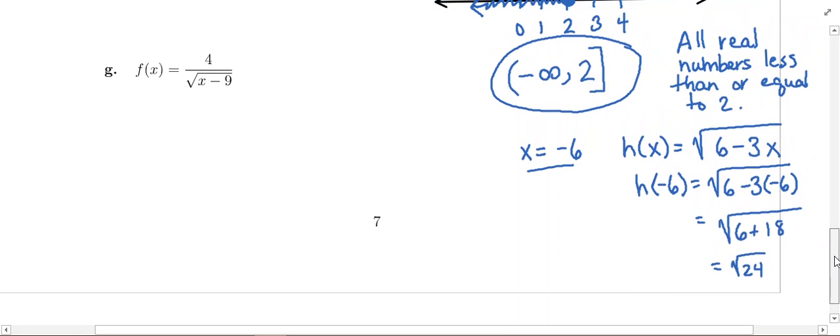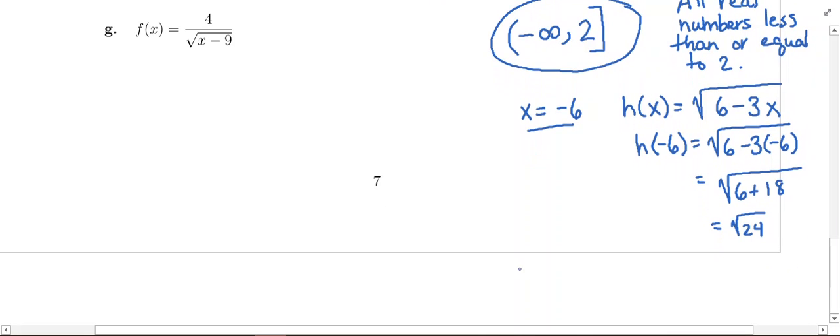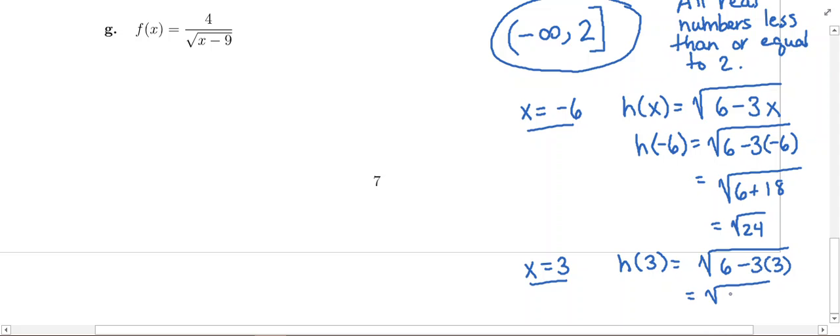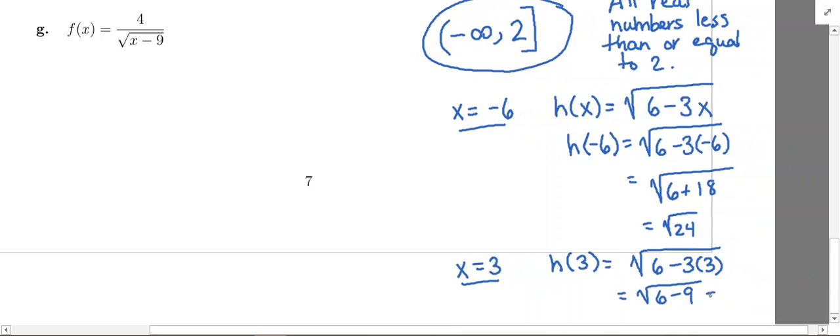However, if we pick something not in this interval, say x equals 3, and plug it into the original function, h of 3 is the square root of 6 minus 3 times 3. If we simplify, we get the square root of 6 minus 9, which is the square root of -3. That's bad. You end up with something negative under the square root, so you don't get a valid output.